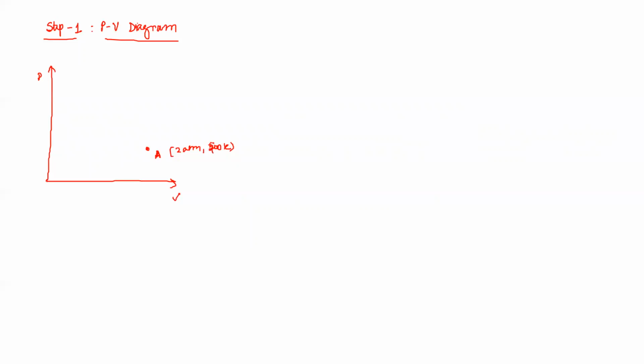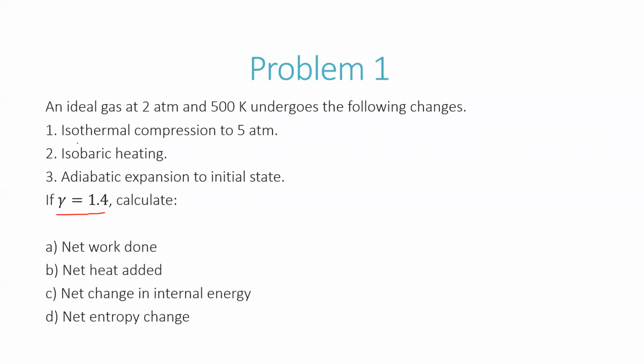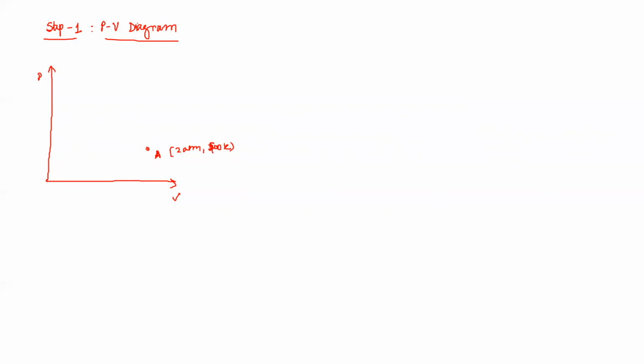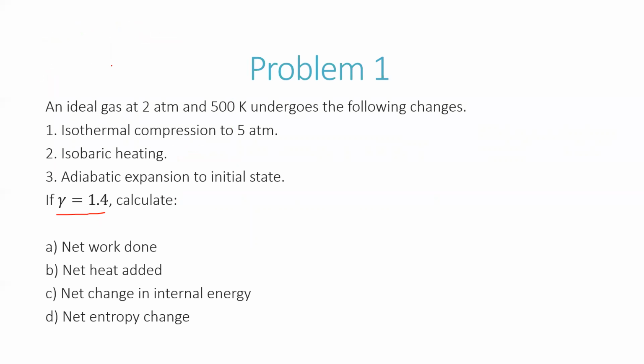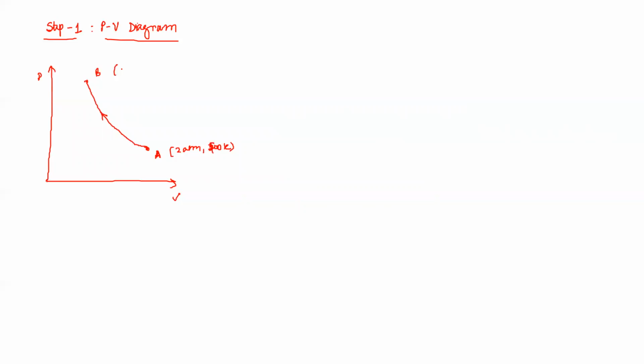Then, since it is undergoing isothermal compression, the shape of the curve for an isothermal process, an isotherm, is something like this. Let's say this is the next state. Since it is isothermal compression, the pressure here we already know is 5 atm, and the temperature is going to be the same as A, so it's going to be 500 Kelvin.